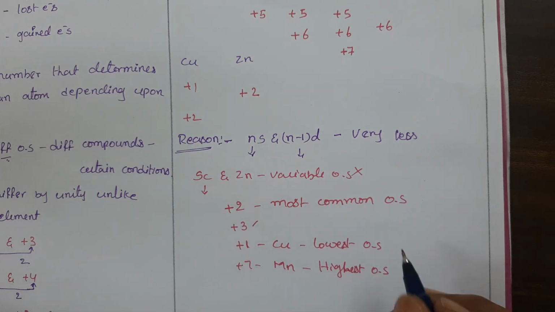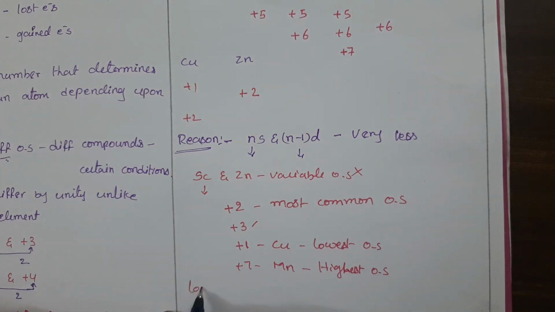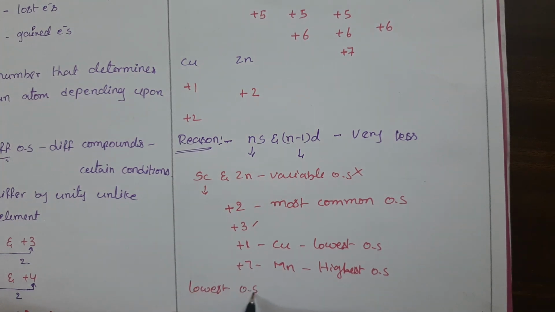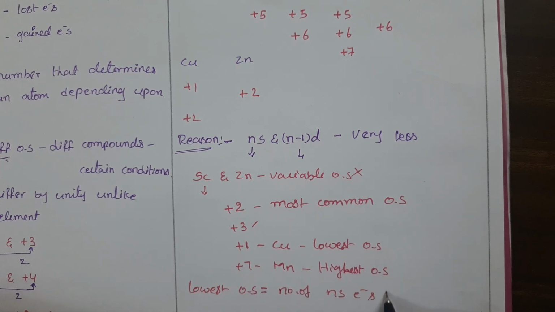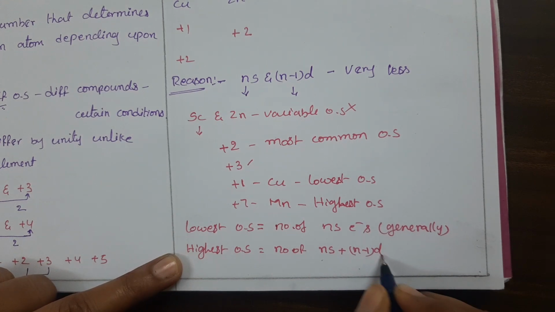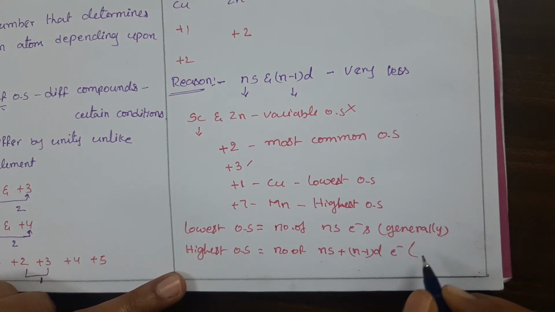And here, the electrons responsible for showing the lowest oxidation state are the ns electrons. The lowest oxidation state is generally equal to the number of ns electrons. And the highest oxidation state is equal to the number of ns plus (n-1)d electrons. It is applicable only up to the middle of the series.